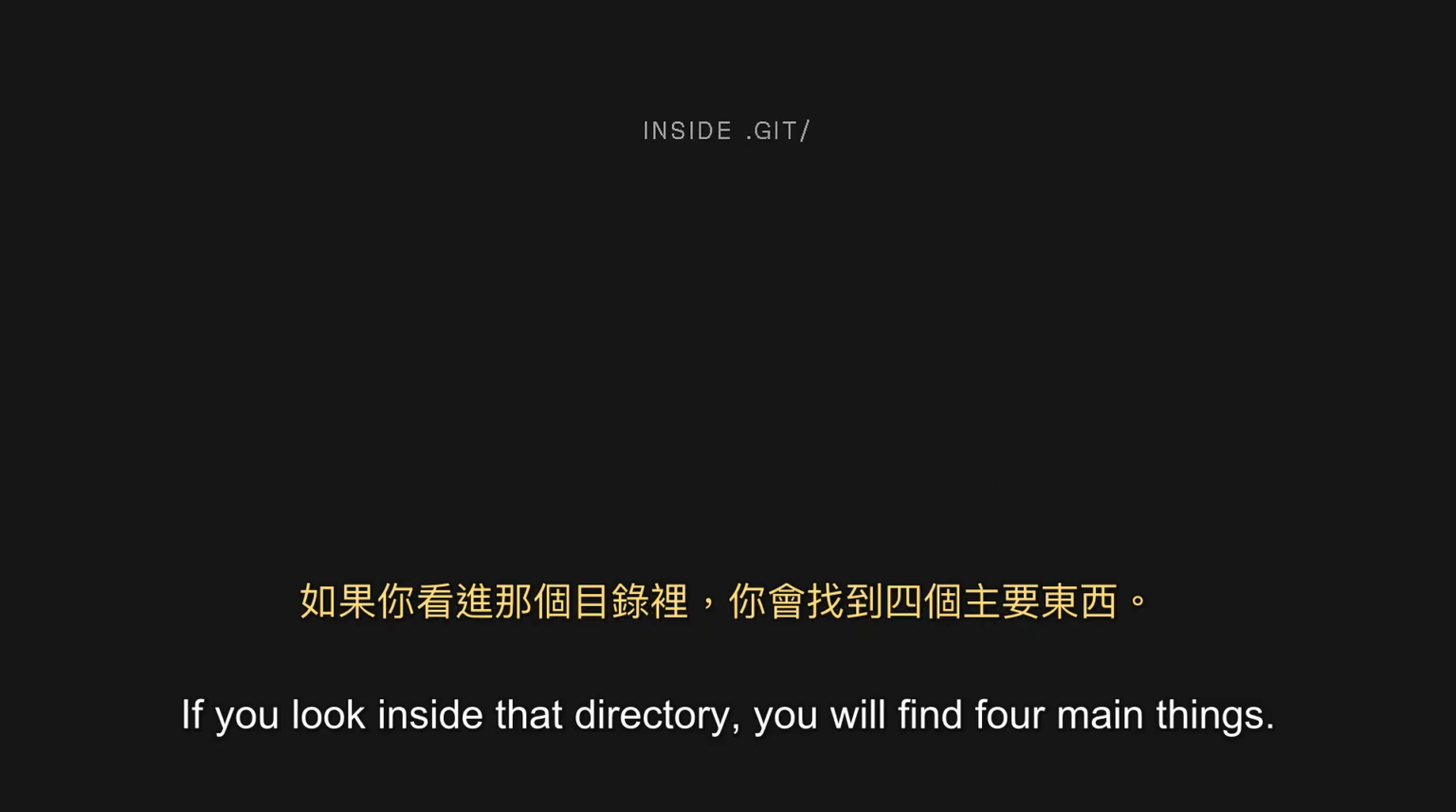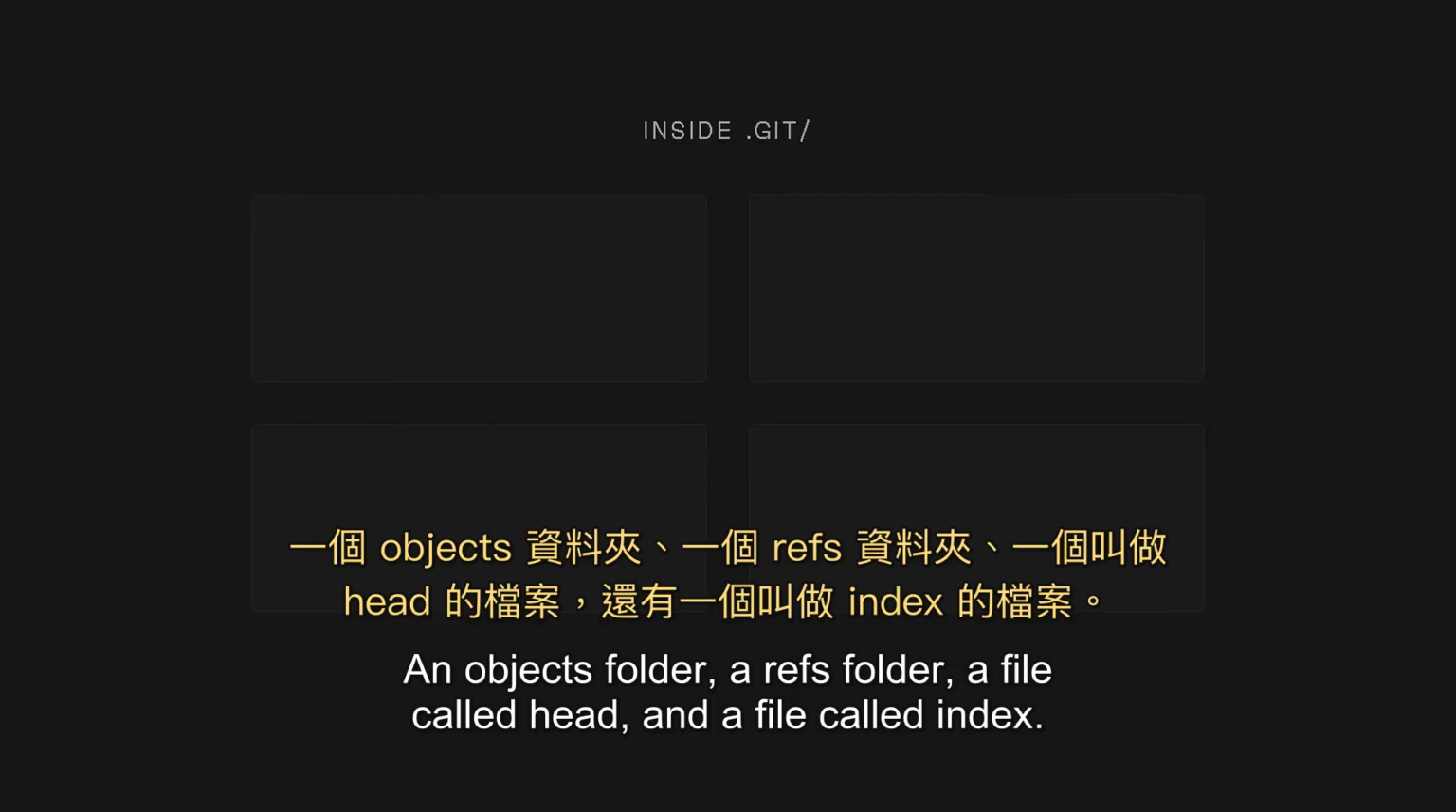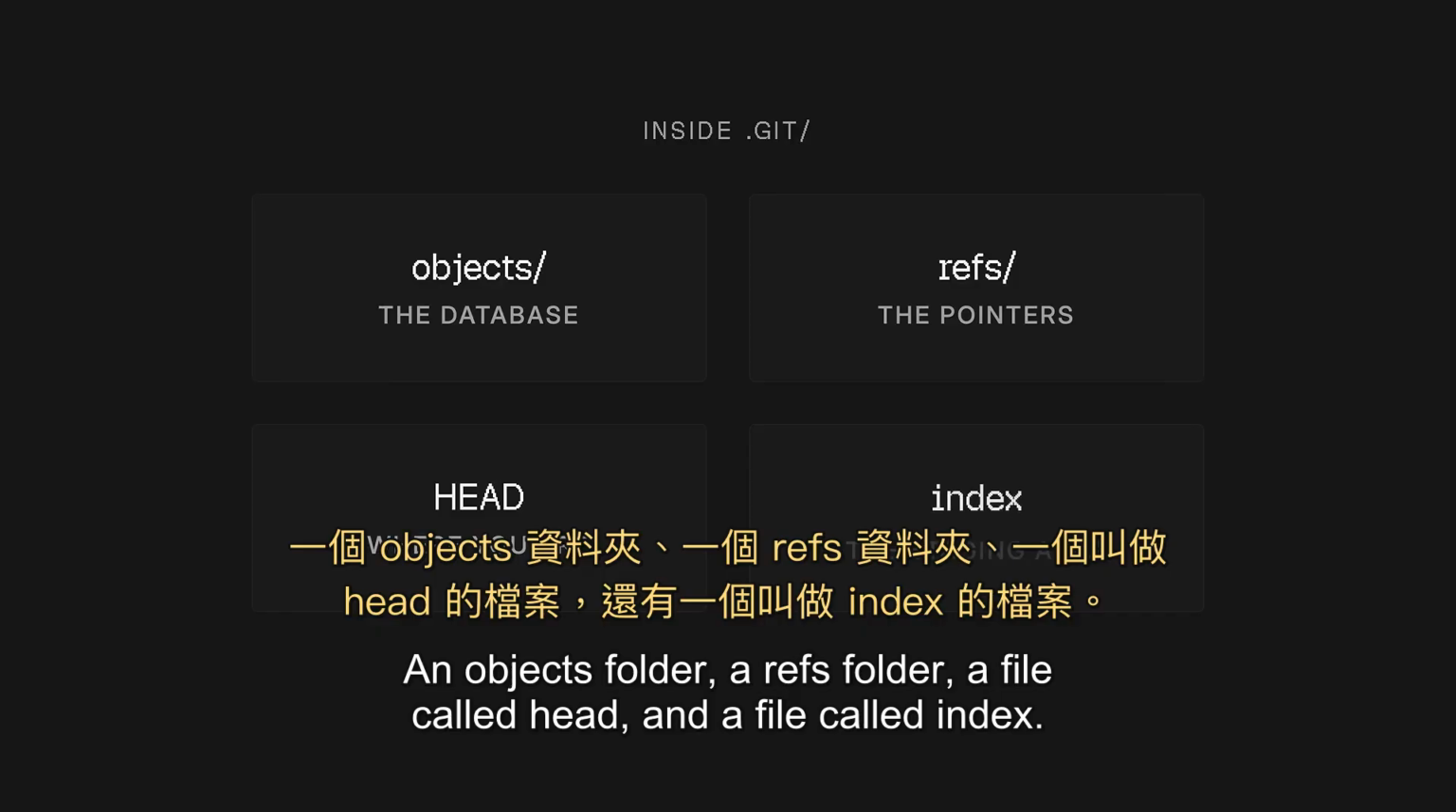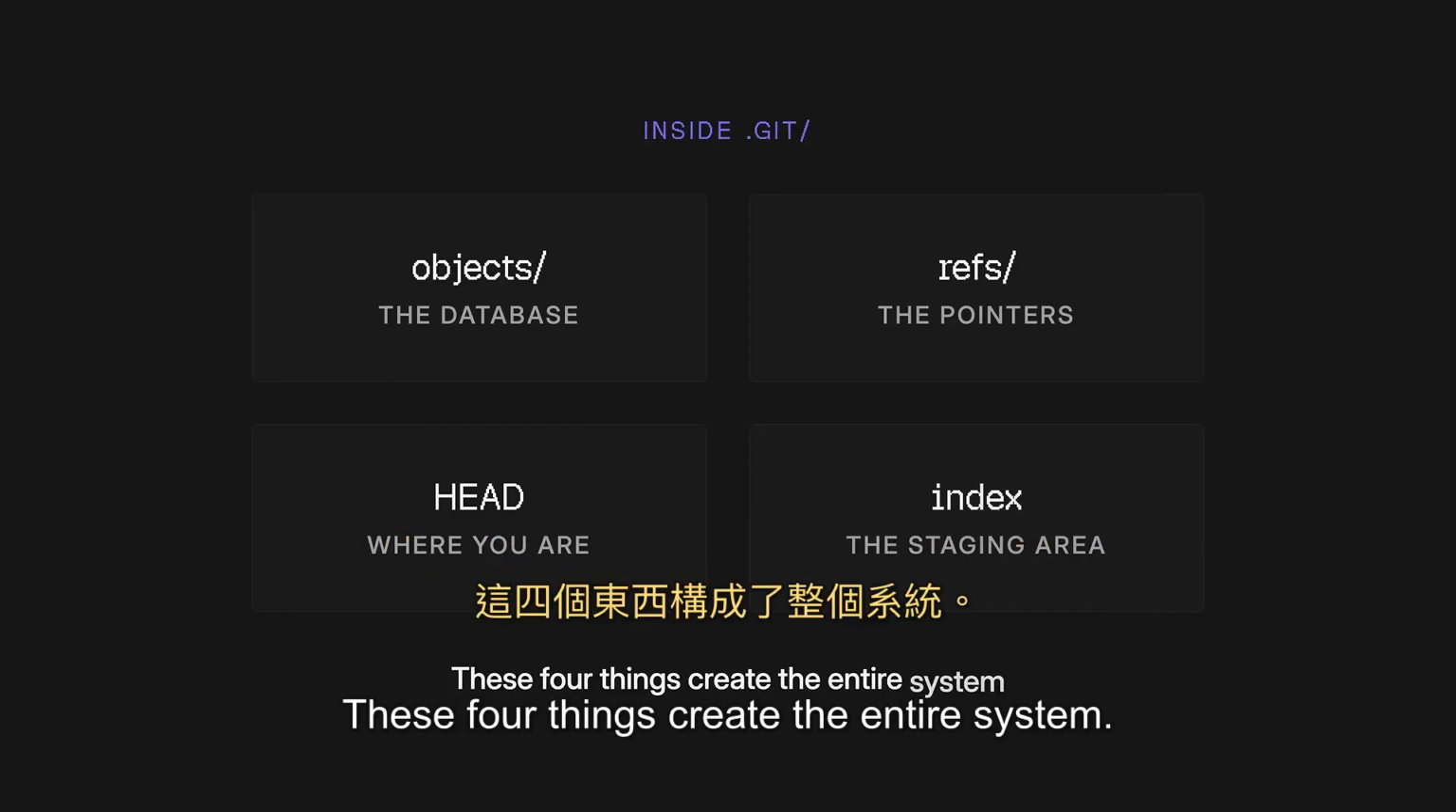If you look inside that directory, you will find four main things: an objects folder, a refs folder, a file called HEAD, and a file called index. These four things create the entire system.